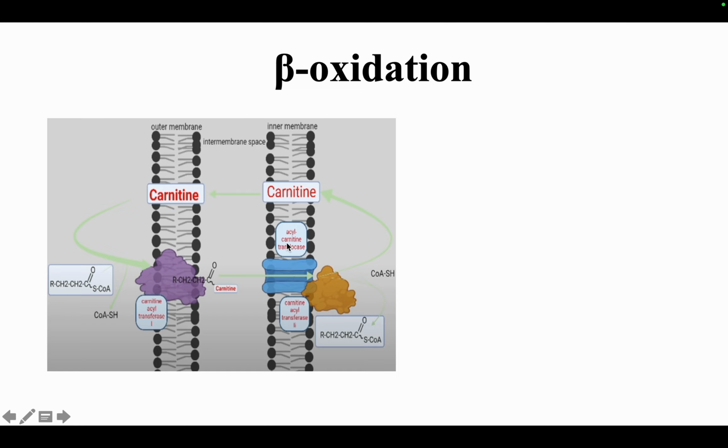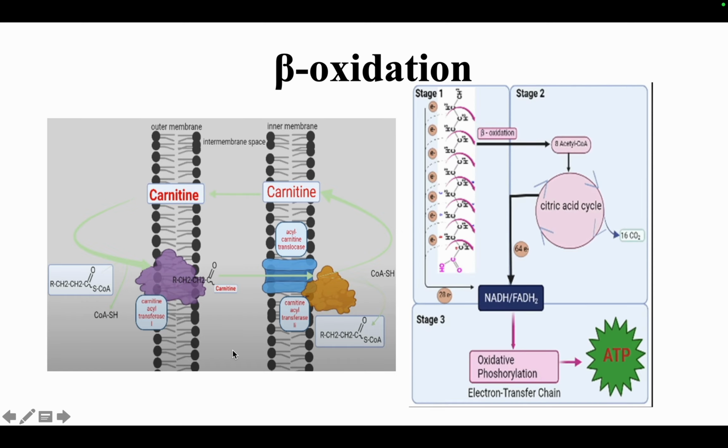This acyl carnitine translocase will translocate this inside, and then the carnitine will again get released, and it shuttles different fatty acyl chains in this form. So this is how it gets transferred into the mitochondrial matrix.